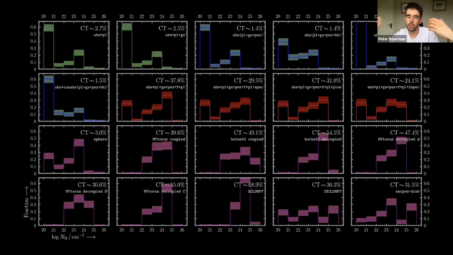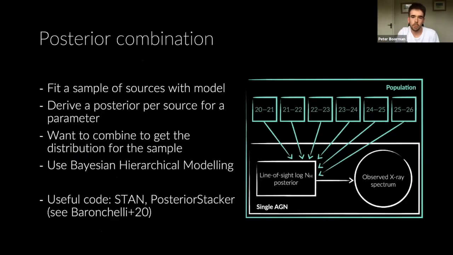And yeah, once you have done that, once you have a model per source, then it's also a matter of combining the individual posteriors. Okay. So in terms of posterior combination, one very nice way of doing it is with Bayesian hierarchical modeling, where you simultaneously fit for the parameters of the individual distributions simultaneously to the parameters of the global population distribution.